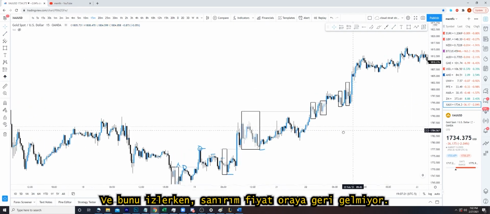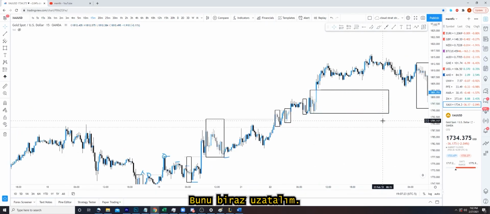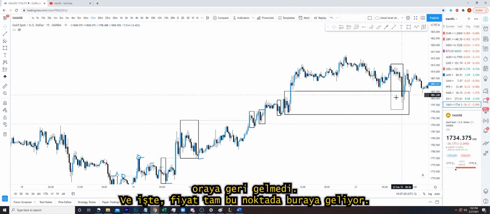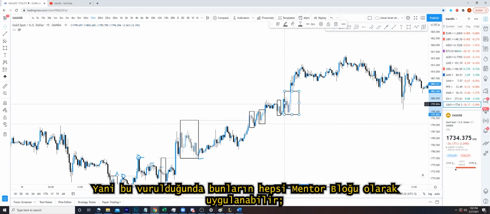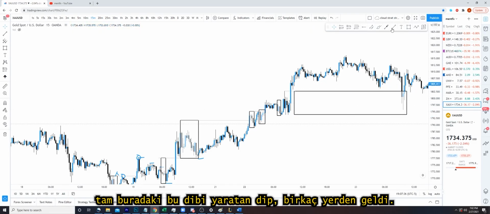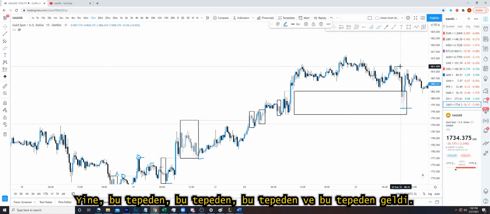And as we watch this, I believe price, does it come back there? We can drag this out now, as you can see, because it hasn't come back there yet. And lo and behold, price comes into here at this exact point. And as that happens, right, so this is all applicable as a MentorFX block. As this gets hit, the low that created this low right here came from a number of places again. It came from this high, from this high, from this high, and from this high.